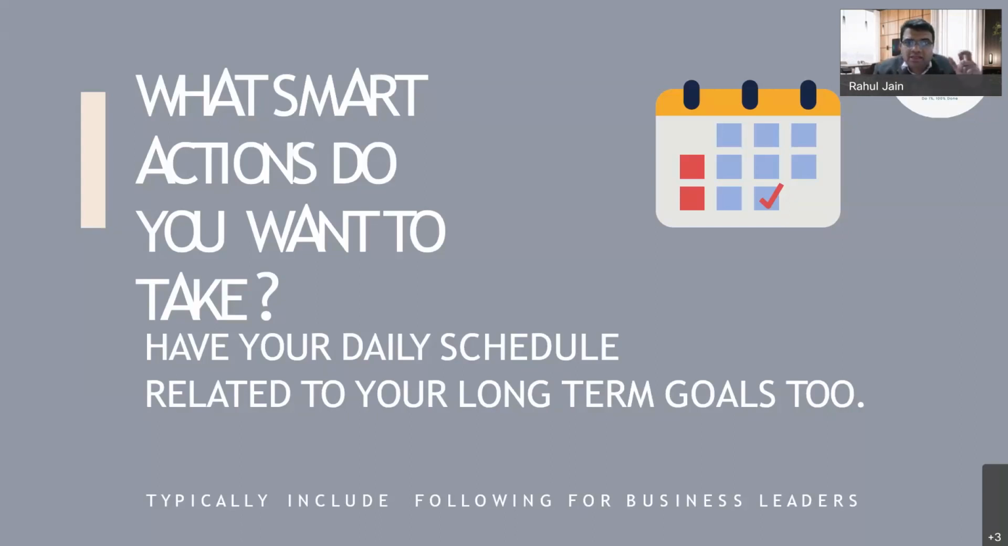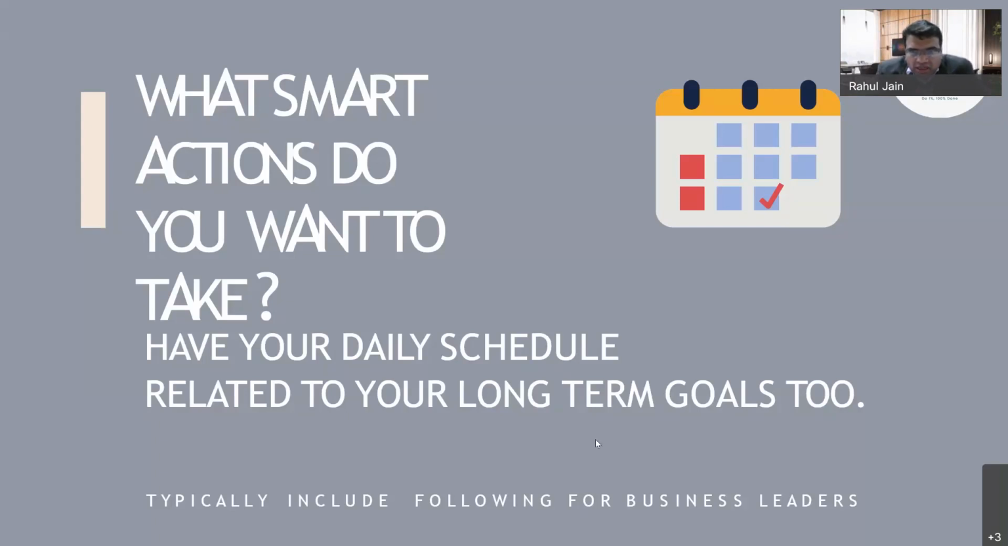So that's why delegate, defer, and delete certain actions, certain goals which are not important. We can delete also. We can stop wasting our time. And do it now. Some activities which are very urgent, we have to do. So if you have allocated time for a particular activity, do it. Do it now. So these four things will help you in having focus on long-term goals.